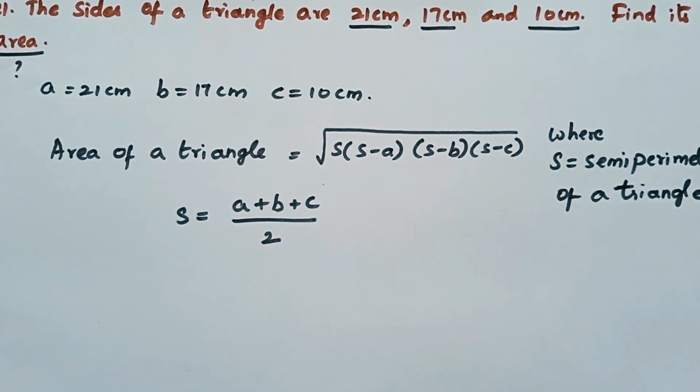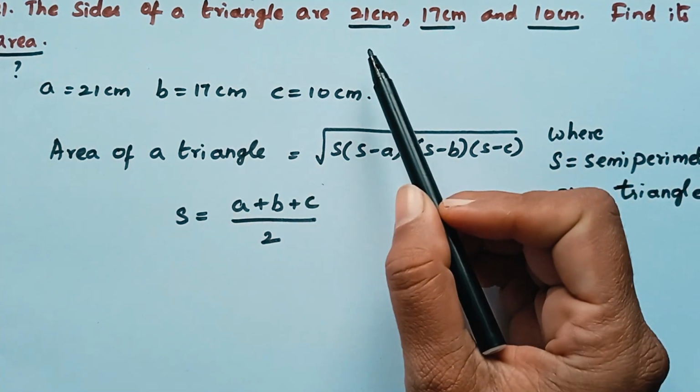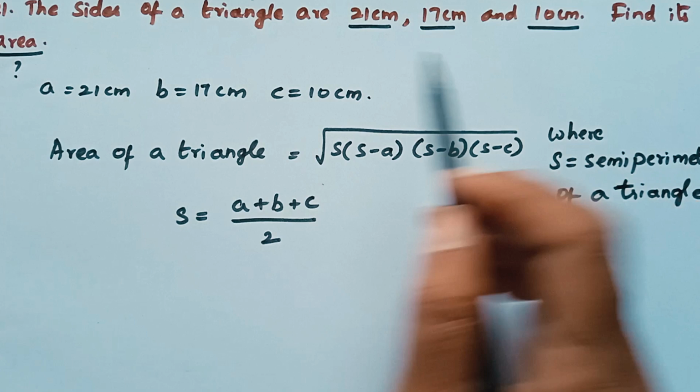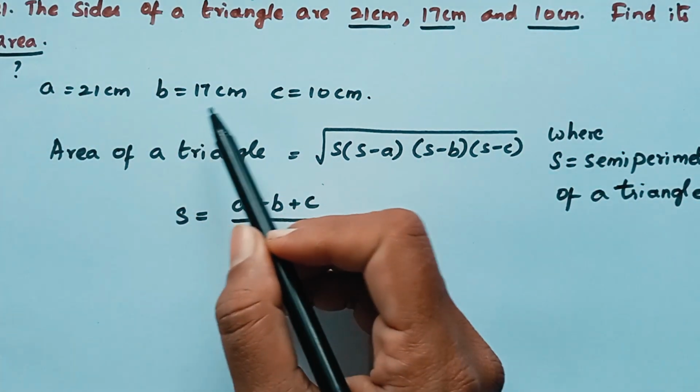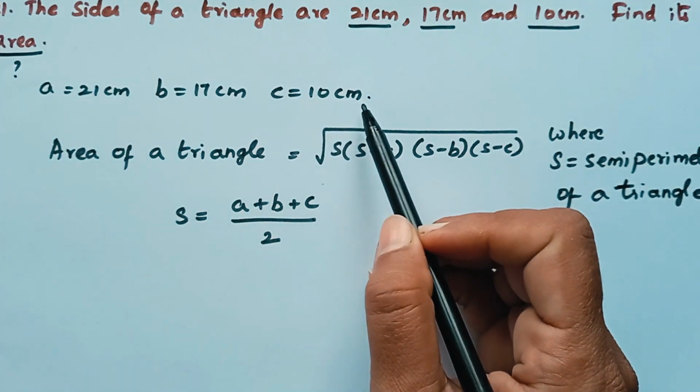Next question: the sides of a triangle are 21 centimeter, 17 centimeter and 10 centimeter. Find its area. In this question, they have given only the length of sides. So I am taking the length of sides as A is equal to 21 centimeter, B is equal to 17 and C is equal to 10 centimeter.